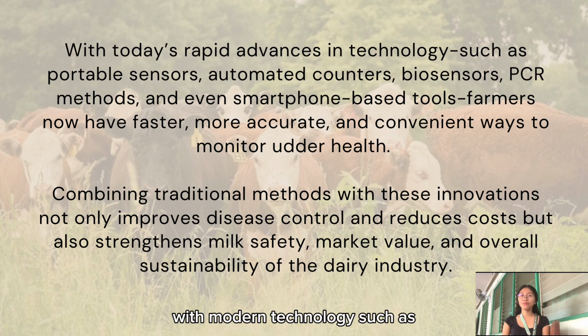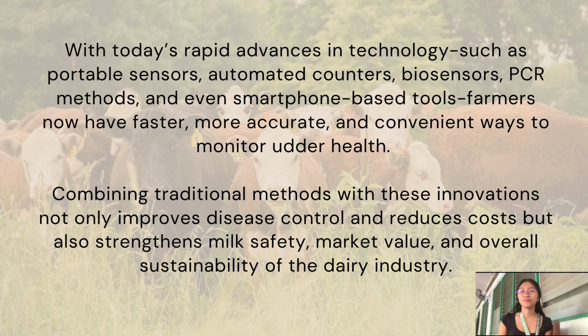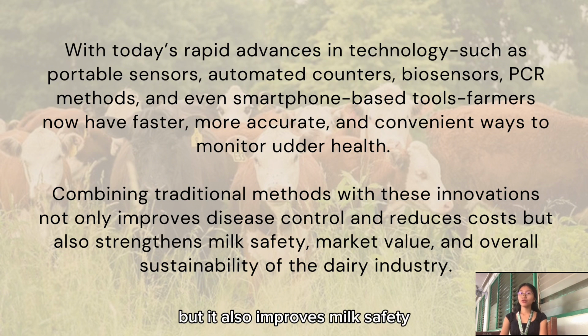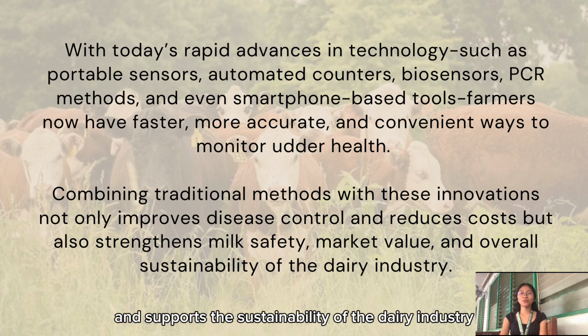But now, with modern technologies such as portable sensors, automated counters, biosensors, PCR tests, and even smartphone-based tools, farmers can monitor udder health faster and more accurately. When we combine traditional methods with the new innovations, it does not only make disease control easier and less costly, but it also improves milk safety, increases market value, and supports the sustainability of the dairy industry.